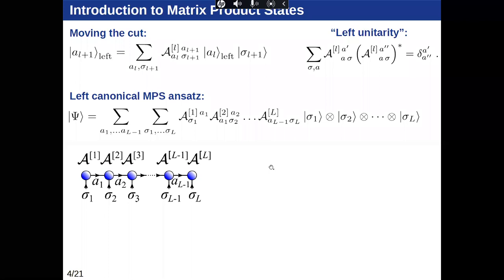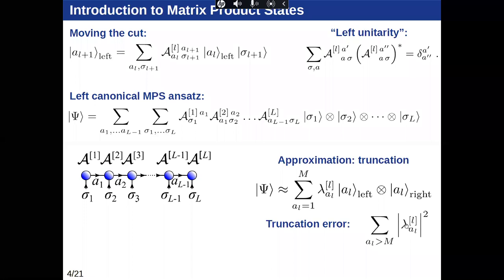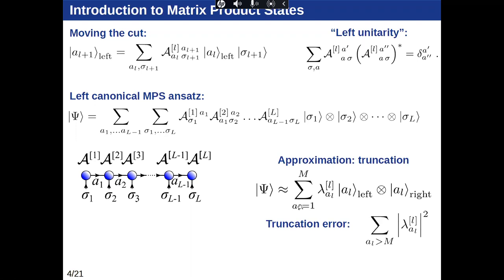And what is the approximation? Up to this point we were exact, but now the approximation is a truncation: in the Schmidt decomposition we keep only the capital M largest Schmidt values. So we truncate this state, and the truncation error is the sum of the Schmidt value squares for the discarded Schmidt pairs. If it's small, then our state is well described. If this truncation error is big, then our state is not well described.